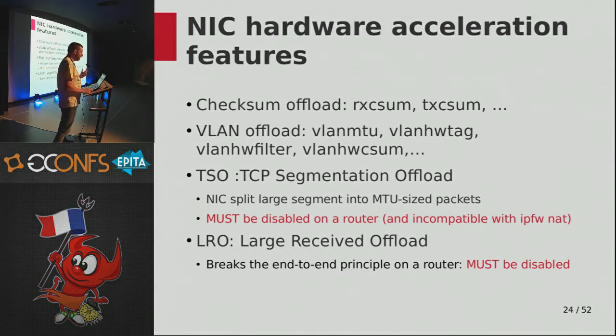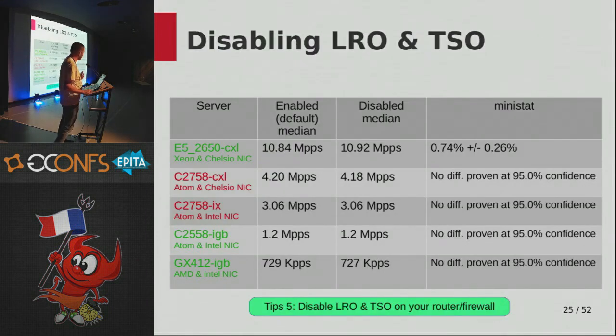Then I chose to disable these features in all my lab, and I try to regenerate my bench again to check if I have a performance impact. Okay, this confirms there's no performance impact at all from this change. Then really on a firewall or router, you should disable these two features.